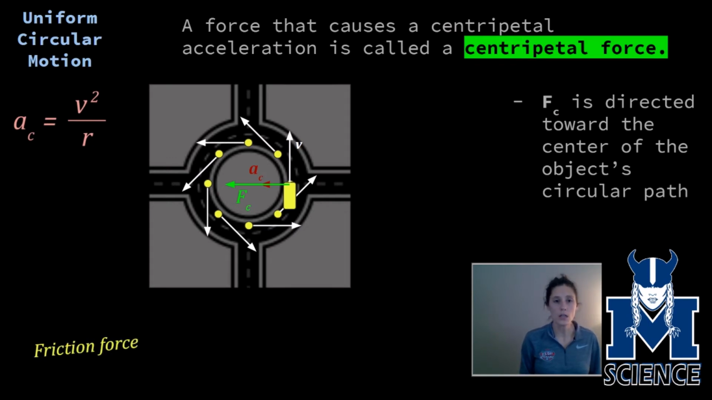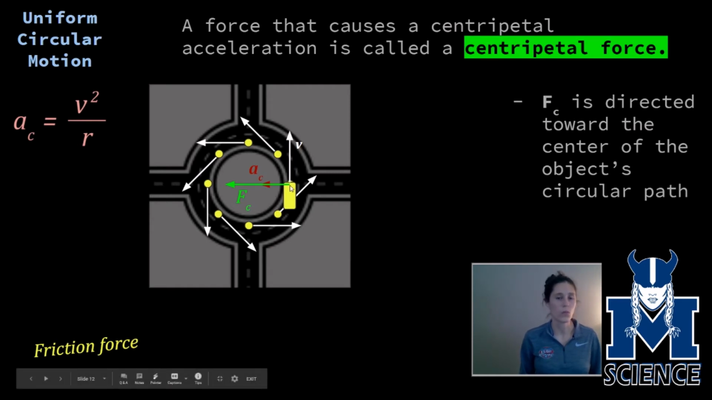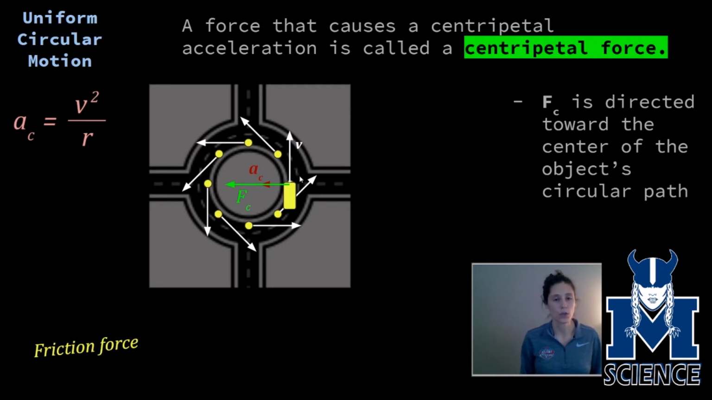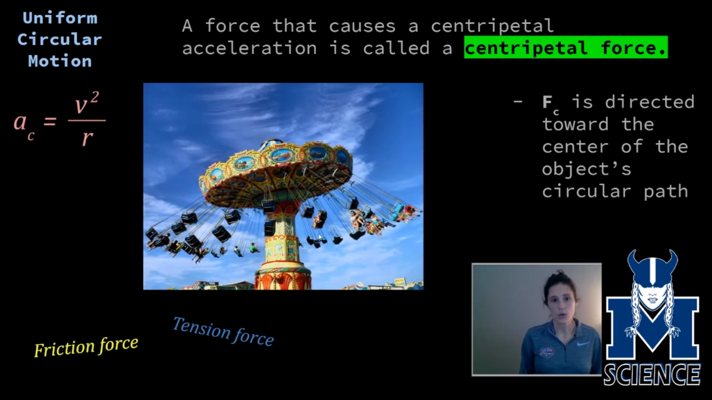Okay, this can be caused by many different types of forces. So in this case, where we're looking at this bus going around the traffic circle, the friction between the tires and the road, that reaction force is what's basically going to change the direction of this velocity vector. We could have a tension force, like in this swing ride that you may have been on or seen at a fair. Here is a tension force. There's a component of this tension force pointed towards the center of this circle that these people are going around on these swings. So it could be a tension force that is producing that centripetal acceleration, or that centripetal force.